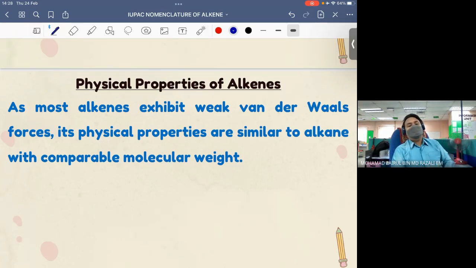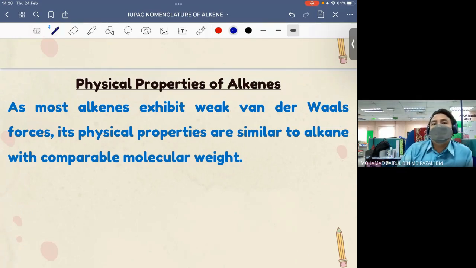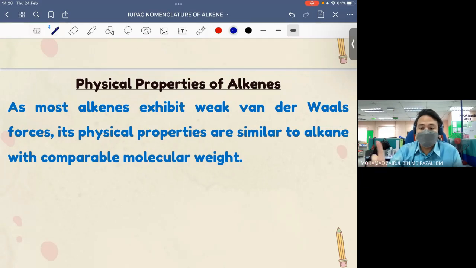Okay, welcome. Now, why? Because alkenes and alkanes, both of these organic molecules only consist of carbon and hydrogen. So that means the intermolecular forces are still van der Waals forces, dispersion forces. That's why the physical properties of alkenes are similar. If we compare with an alkane of comparable molecular weight, meaning if we have propene, we compare it with propane, the physical properties such as boiling point and melting point are similar. Similar but not the same.